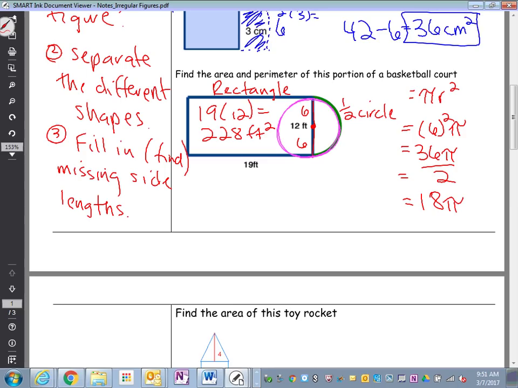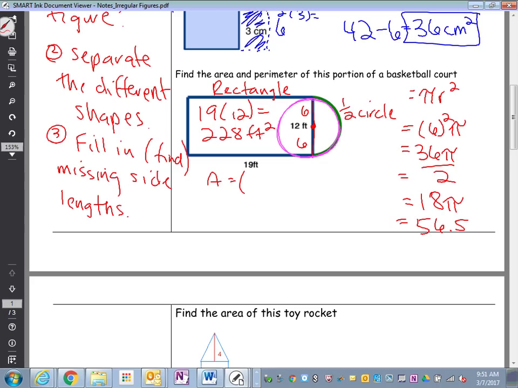Now in your calculator, 18 times the pi button, and give me what you rounded to the nearest decimal. 18 times pi button, what do you get? 56.5. All right, we'll leave it at 56.5. Is that all right? So that's the area of the semicircle.